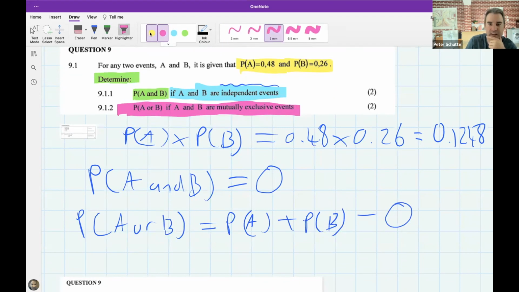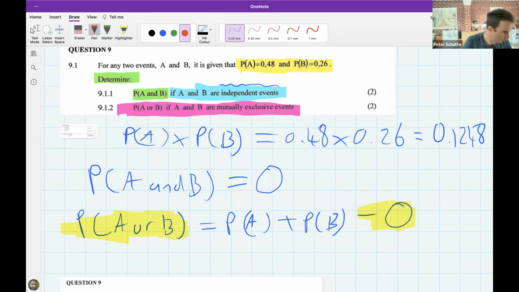So in order to find P(A or B), because the intersection is 0, it's mutually exclusive, all I need to do to get A or B is simply add the A and add the B, in which case you are going to get 0.48 plus 0.26. And you should get 0.74. And that's it.